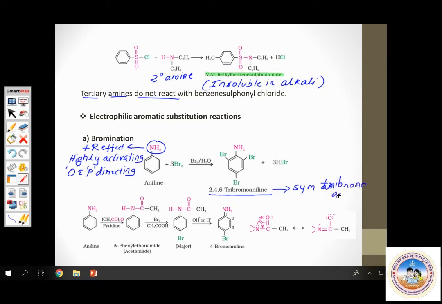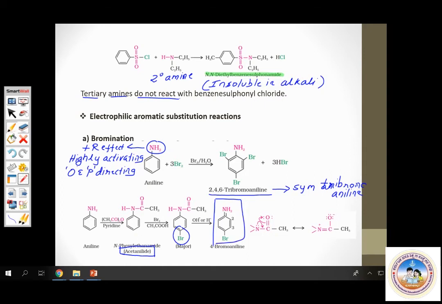Now, if you don't want bromination at all three positions, then you need to first convert aniline to acetanilide. Acetanilide, a very prominent painkiller, analgesic. That acetanilide is brominated. You'll get bromine only at the para position, no ortho substitution. Then hydrolyze it, you get back the aniline with para substitution. Important point that is. Next.